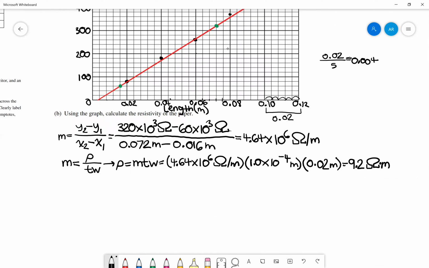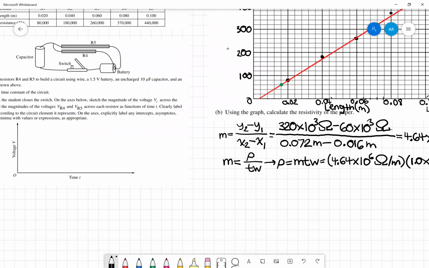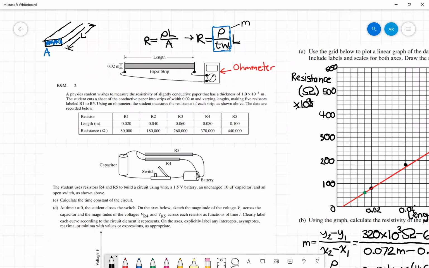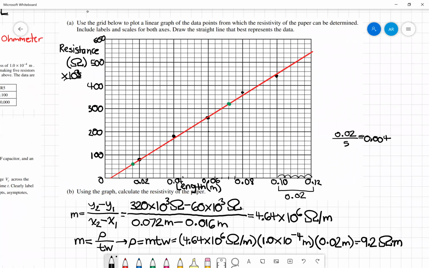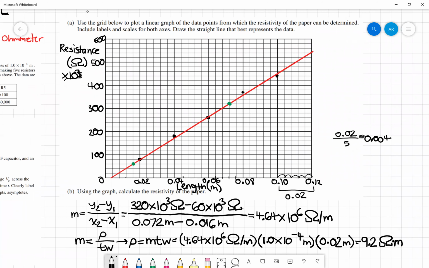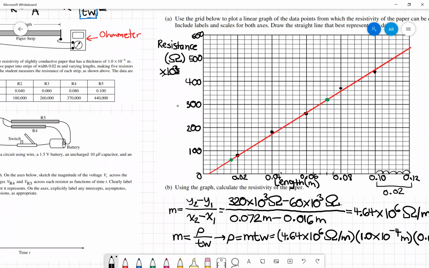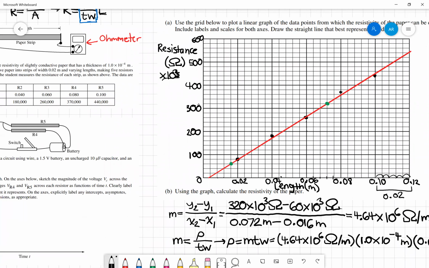Okay, let's see if I did everything right. You should get 9.2 ohmmeters. Okay. So, do we have any questions on part B, calculating the resistivity? Okay, 9.2. Okay, seeing as there are no questions, we can move on to part C.